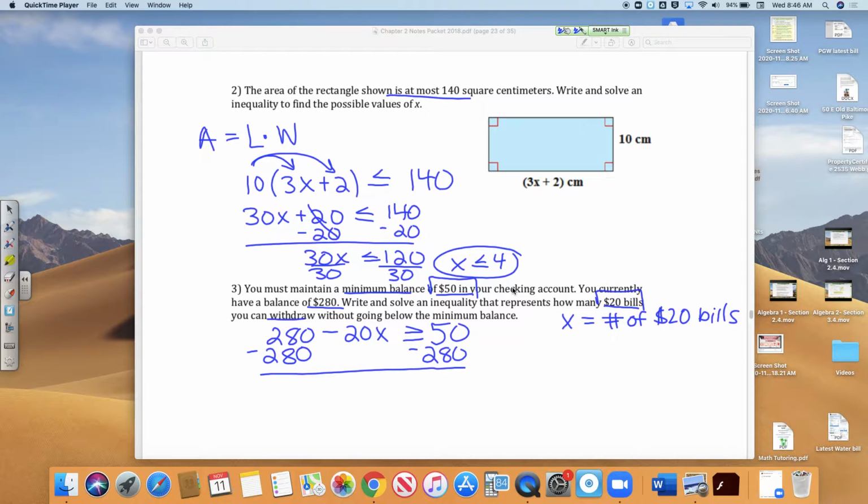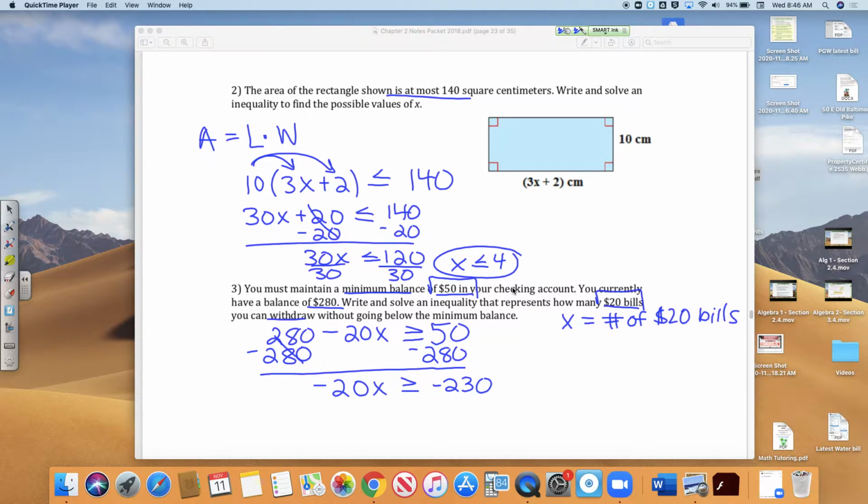This minus sign goes along with the 20x. It makes it a negative 20x. It does not have anything to do with the 280. So you have to actually subtract both sides, even though the problem has subtraction in it. 50 minus 280 is negative 230. So we get negative 20x is greater than or equal to negative 230.